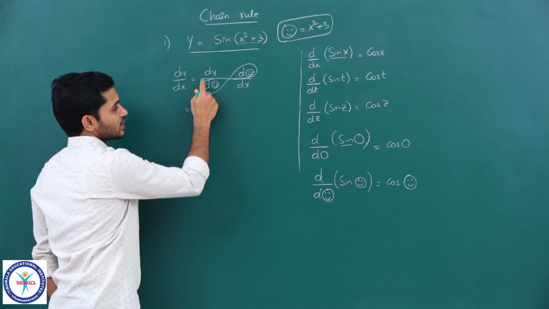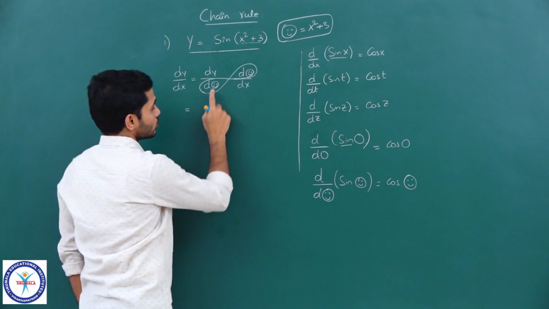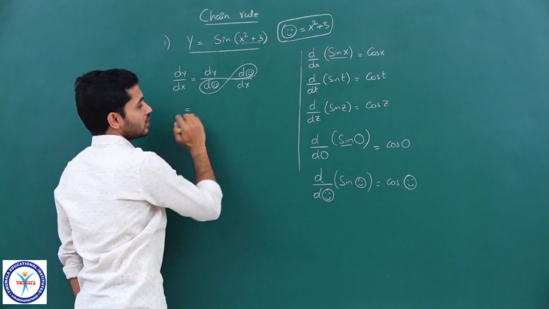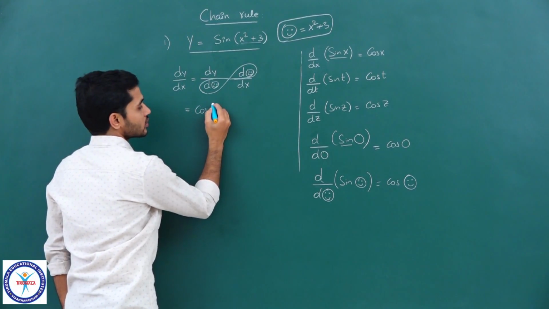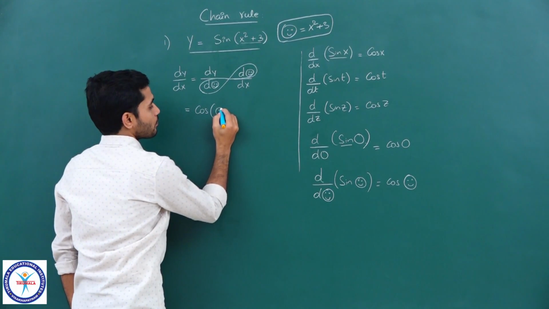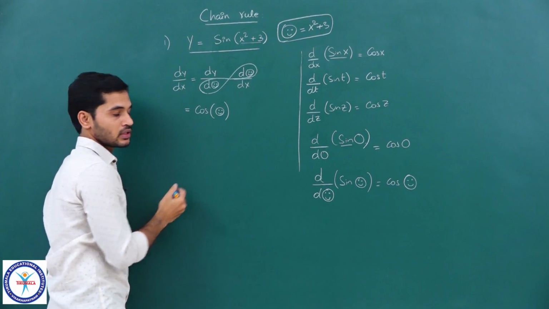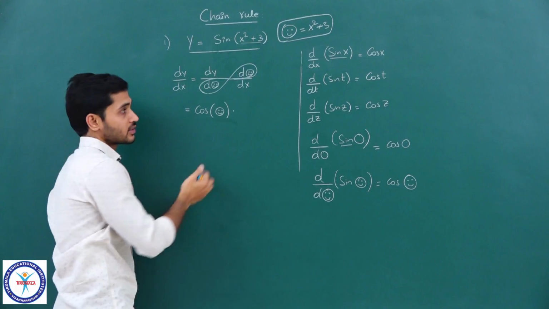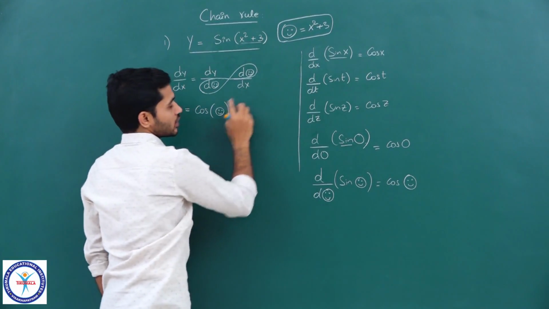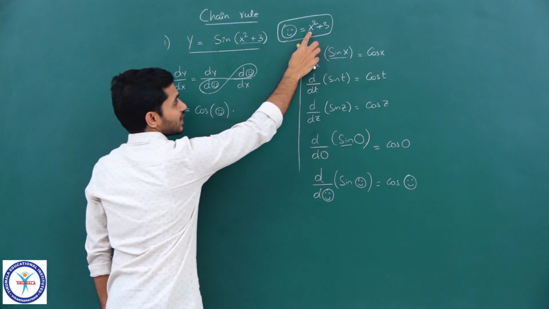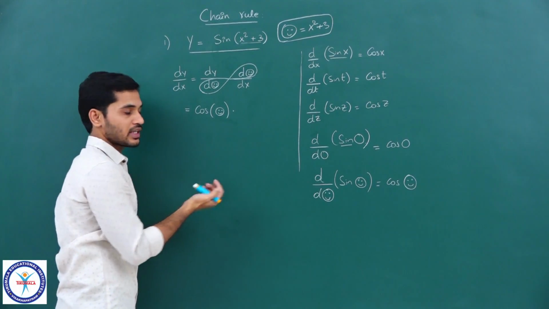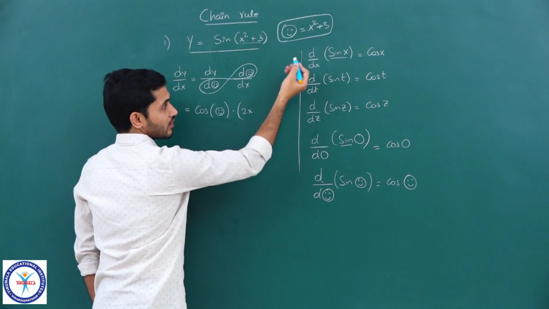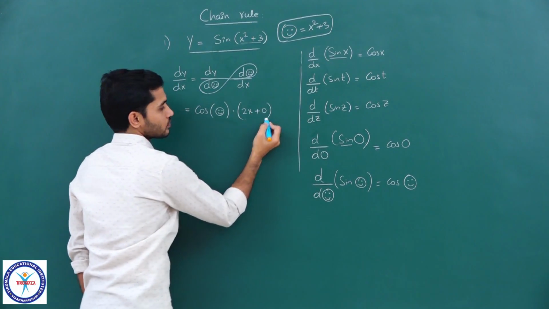So, now what is dy by d smiley? We know, d by d smiley of sin smiley, the answer for this would be cos smiley, clear, multiplied by d smiley by dx. So, now I need to differentiate this with respect to x. You know how to do that? What is the derivative of this with respect to x? That we can do. So, derivative of x square will be 2x and derivative of 3 will be 0.